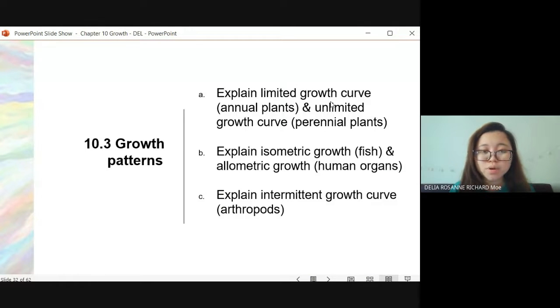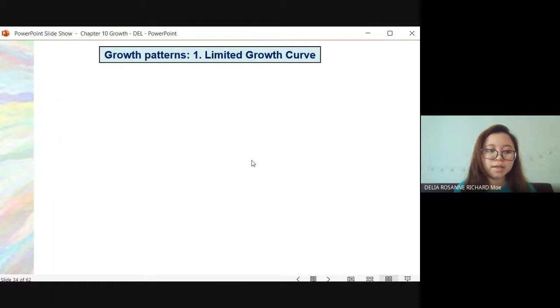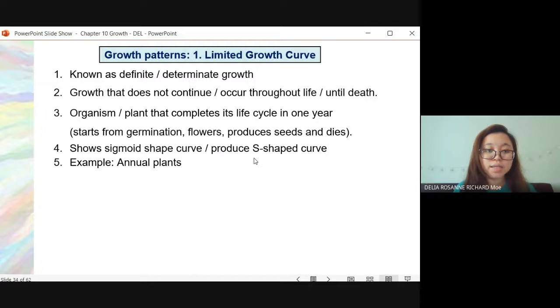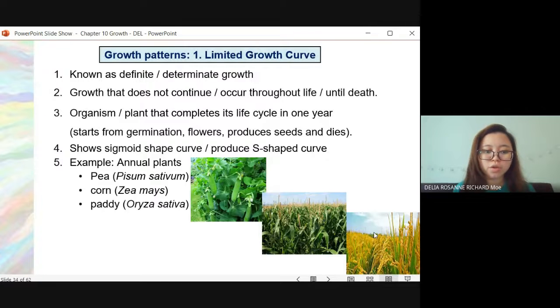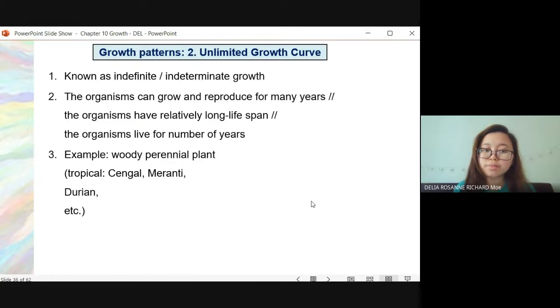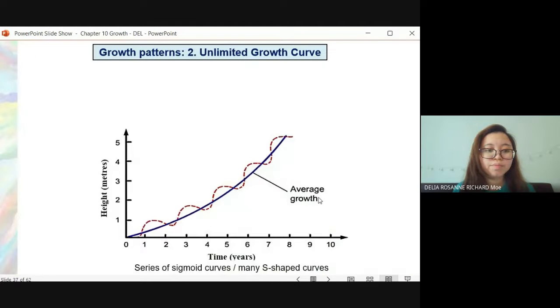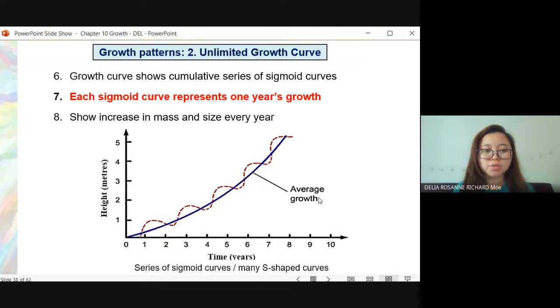So dalam 10.3 kita belajar pasal beberapa curve. Okay, which is what you're going to see later. Okay, the first one is limited growth curve. So kamu ingat kacang, padi, peas, whatever. Second is unlimited growth curve, and this one you ingat pokok durian. Okay. Atau apa-apa saja pokok yang ada di hutan sana lah, yang tinggi-tinggi, kayu dia keras tu.